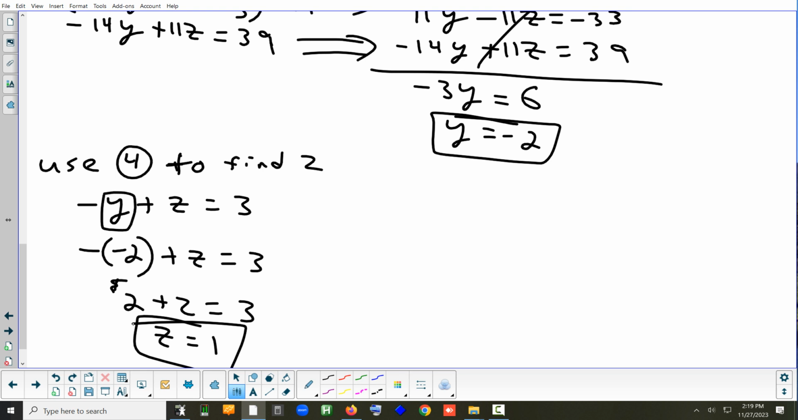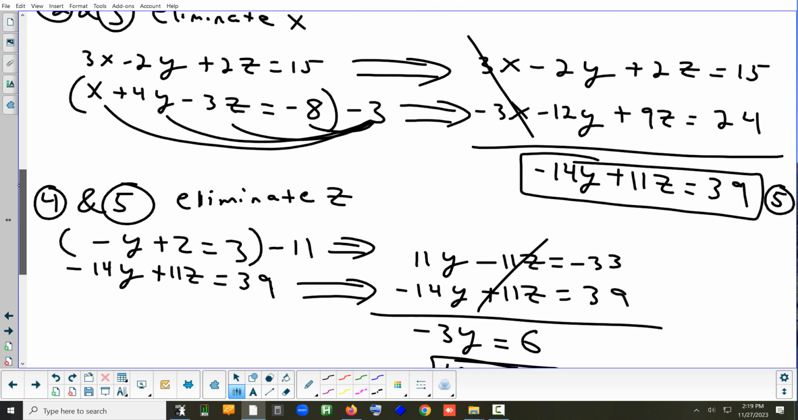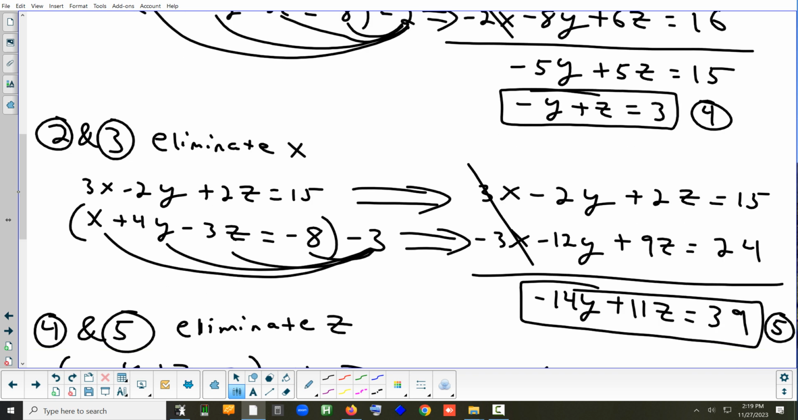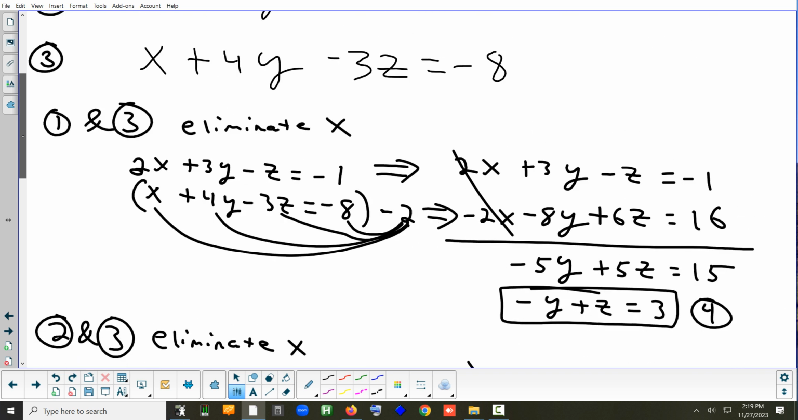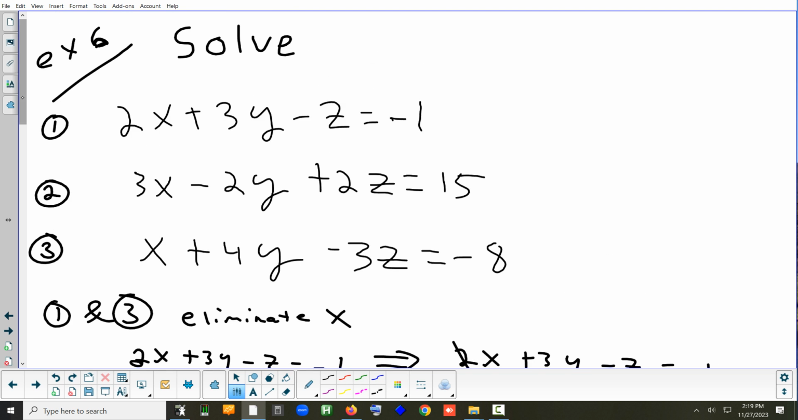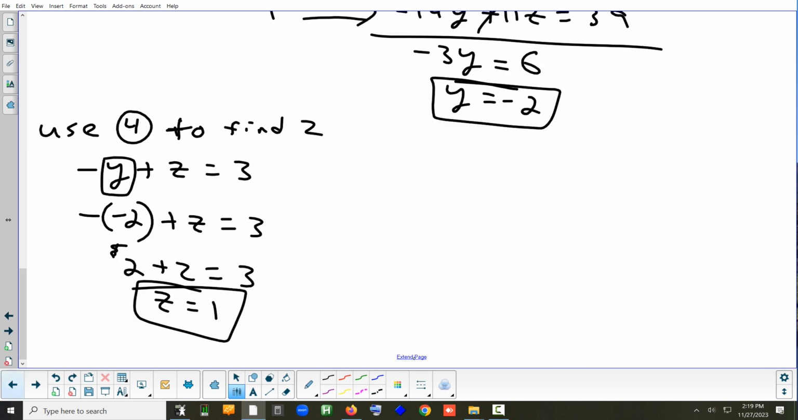And what's the last letter we have to find? X. So to find x, you can't go back to equations 4 or 5 because they don't have an x in them. You got to go back to one of your originals. Doesn't matter which one. Which one do you want to use to find x? I mean, I have a preference which one I would use. I would use 3 because x already doesn't have a number in front of it. So I would use 3 to solve for x.